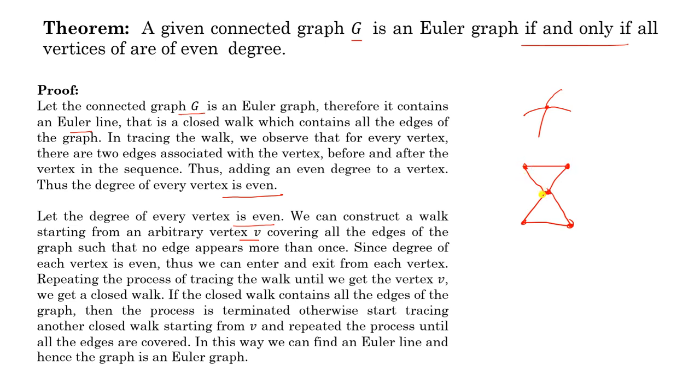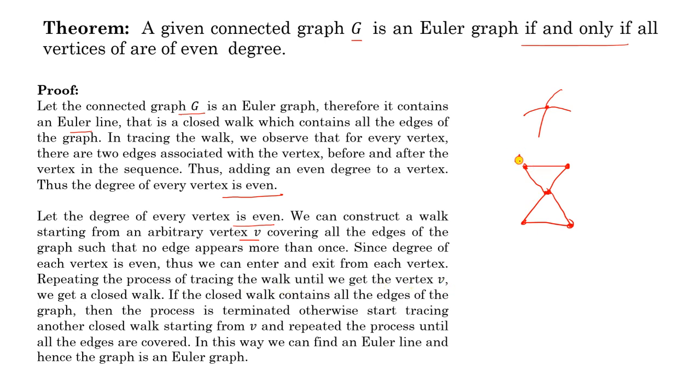So the degree of each vertex is even. Now we'll try to find an Euler line in this graph. So what do we have to do? Since the degree of each vertex is even, we can enter and exit from the vertex. Repeat the process of tracing the walk until we get the vertex V.